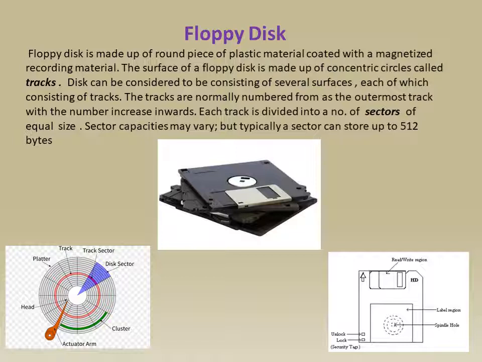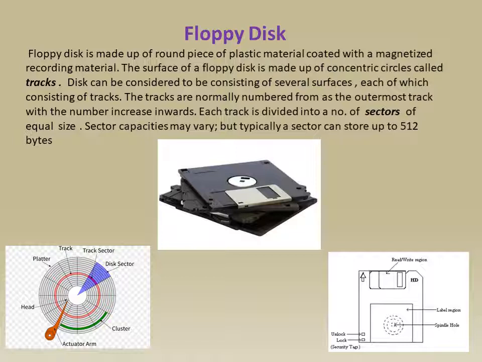Each track is divided into a number of sectors of equal size. Now see, that particular track is divided into a number of sectors, and they are of equal size. Sector capacity may vary. The size is equal, but the capacity may vary. Some sectors store little data, some store large data. But typically a sector can store up to 512 bytes of data. Maximum it can store data up to 512. So in the diagram, there are concentric circles, these are called tracks, and these tracks are divided into sectors.